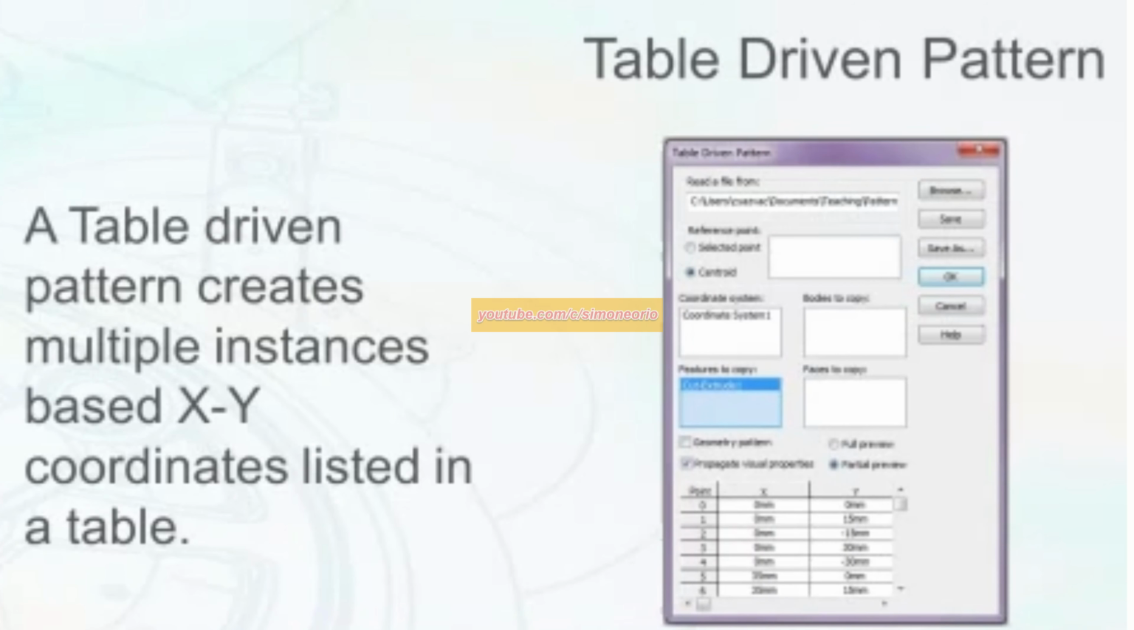Table-driven. Table-driven is very similar to the sketch-driven, except instead of drawing a sketch with your points listing out where you want an instance, you're given XY coordinates. Now, what's nice about this is you can later save this out and reuse that table again. The trick is you have to have a coordinate system created before you do a table-driven pattern. So let's go ahead and do that.